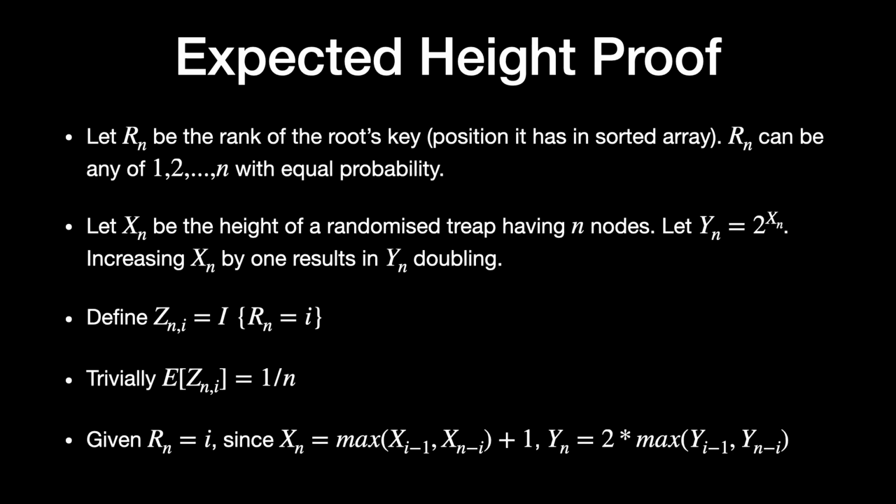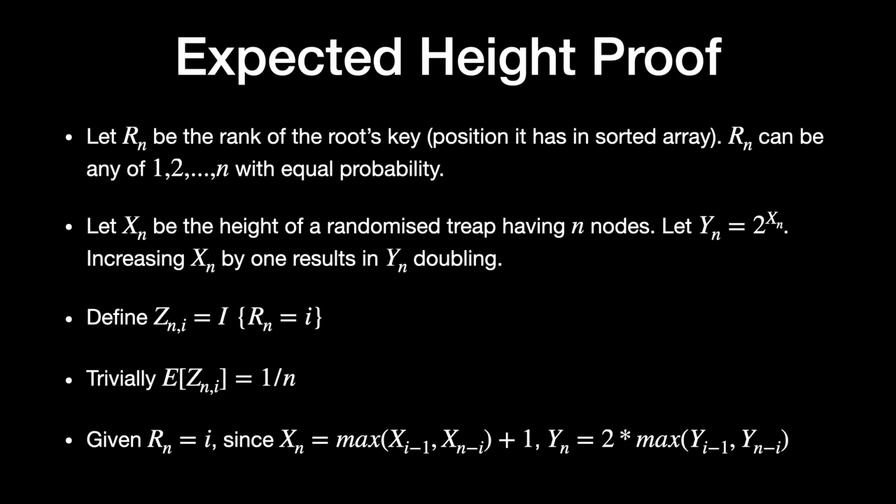In order to proceed with this proof further, we first create a random variable called Rn. Rn is the rank of the root's key given n nodes. The root is obviously the key with the lowest priority value. Rn is its rank in a sorted array of keys. So if the key is the fifth smallest key, the value of Rn is 5. Rn can be any of 1, 2, 3 all the way up to n with equal probability, since the priorities are assigned independently at random. So any of the nodes can have the least priority.